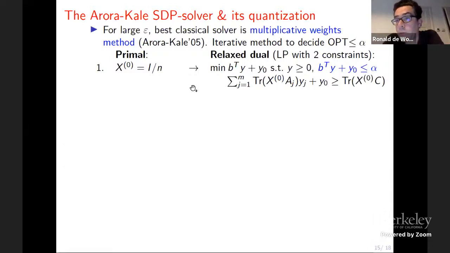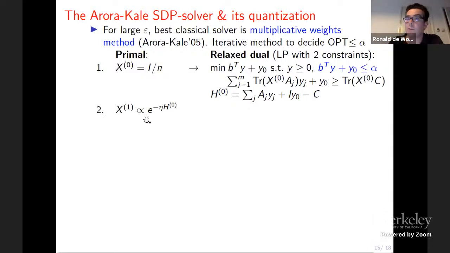It's possible that this very simple LP is infeasible. If it's infeasible, I know that the optimum must be bigger than alpha, and I can stop and continue my binary search with another value for alpha. If, on the other hand, this relaxed dual has a solution, a vector y, I can use that to define this matrix H. I'm not going to explain the intuition of why we're defining this H, but this H can then be used to define a new attempt at a primal feasible solution, X1. This is going to be e to the minus eta times H0. The proportional symbol here means I'm going to divide by the trace so that the trace of X1 is 1, as it should be.